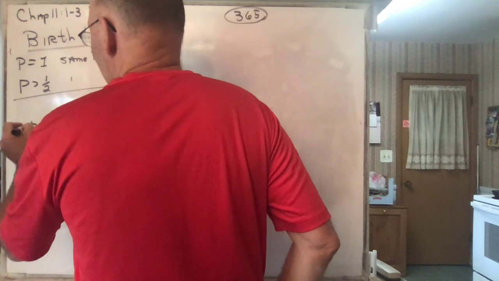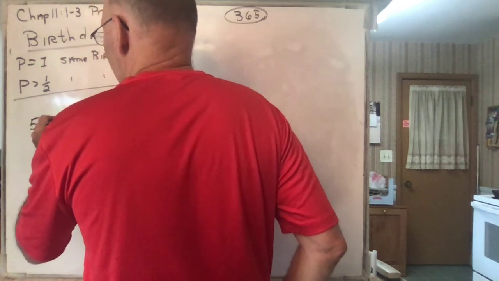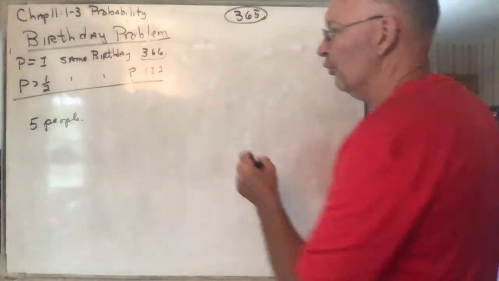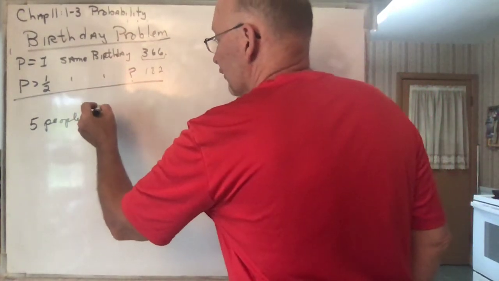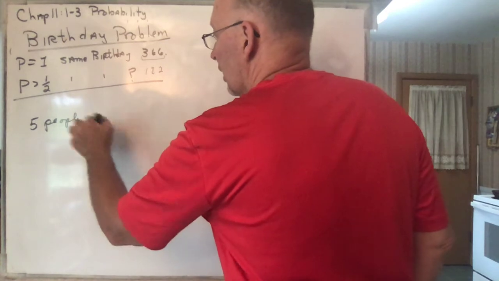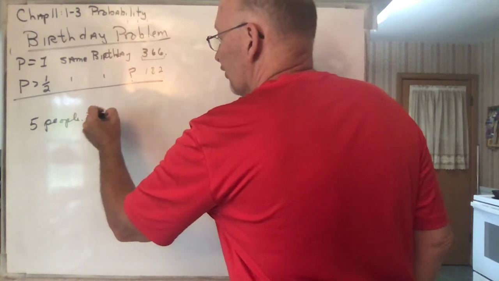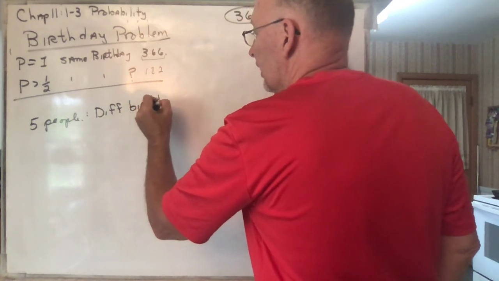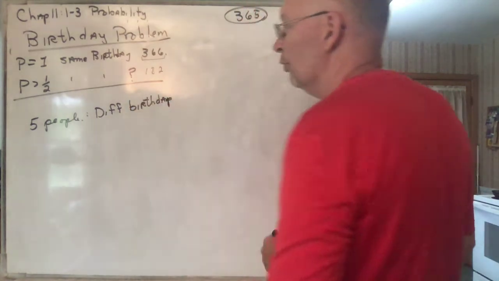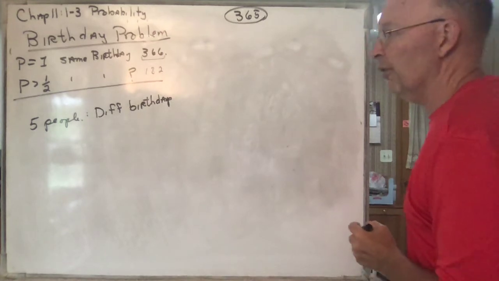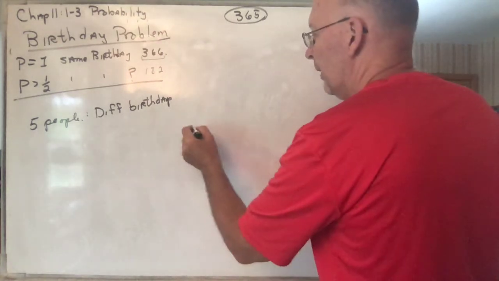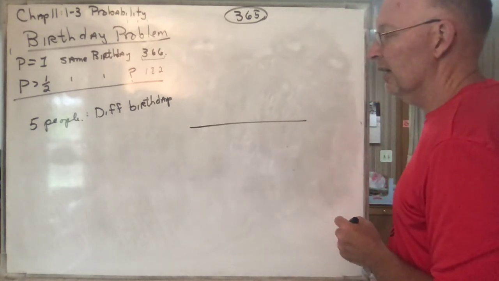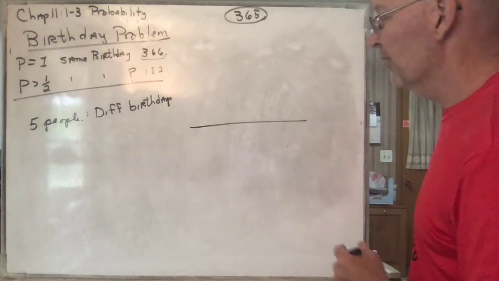Suppose there's just 5 people in a room. Let's just take this as an example. What are the chances that those 5 people have different birthdays? They have distinct birthdays, no same birthday, they're all different. What are the odds? Well, let's think about it. You have to count all the possibilities.